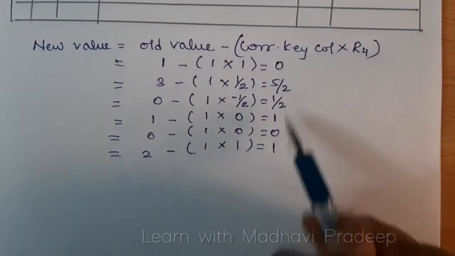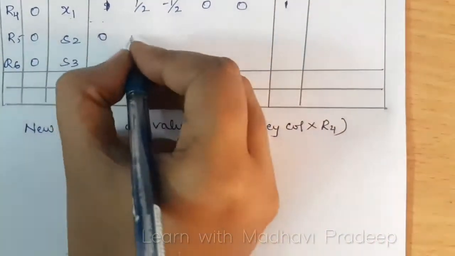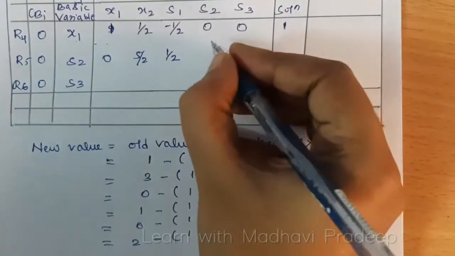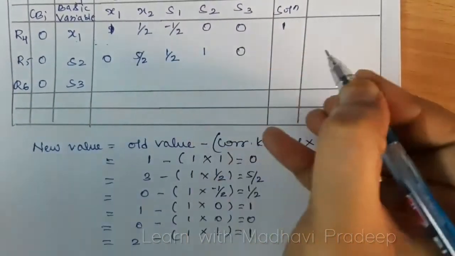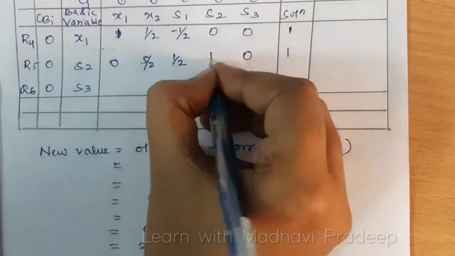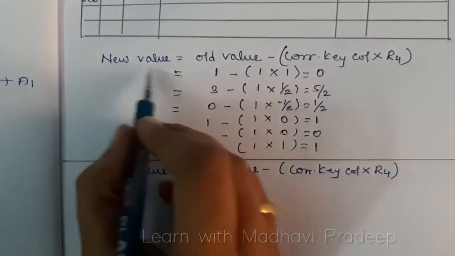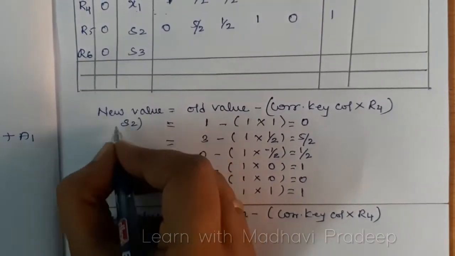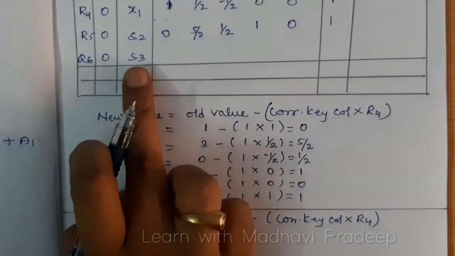Assign these values in the S2 row. So the first value is 0. Next is 5 by 2. Next 1 by 2. Then 1. Then 0. Then 1. Now see, this is the new value we have found for S2, so you just write down the new value for S2. Now we need to find it for S3.